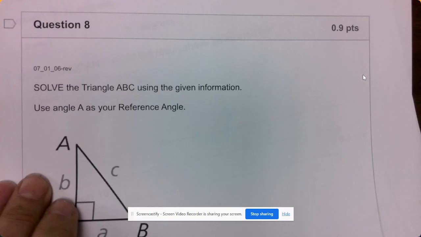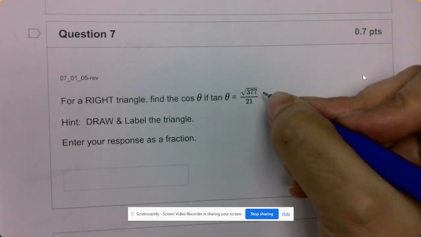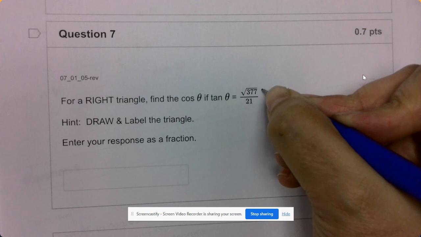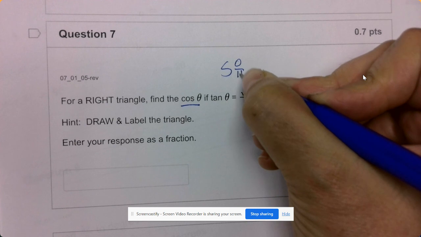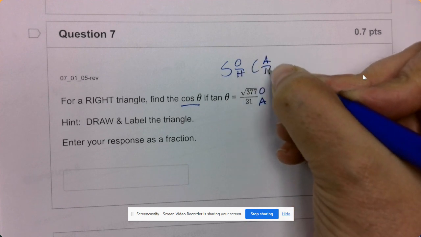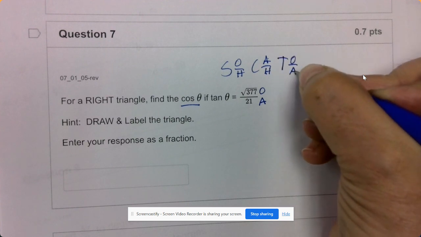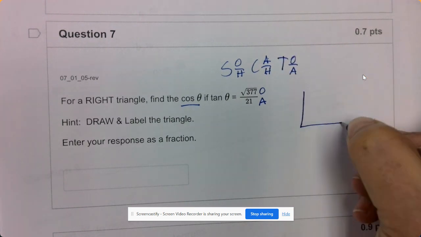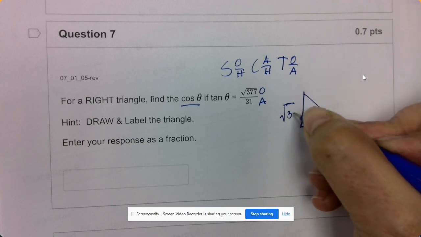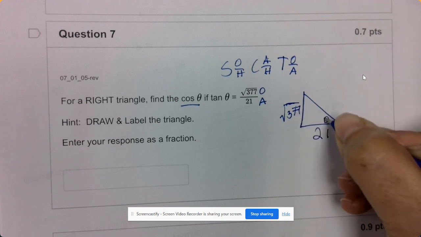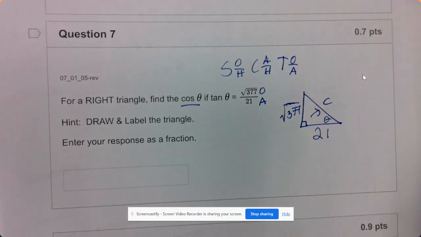Okay, for the right triangle, find cosine if tangent is, remember tangent is TOA, so I immediately look it up and I go, oh yeah. And we want to find cosine. So TOA. So cosine is adjacent over hypotenuse. So that means for the triangle, we have that side, the opposite side. This would be our angle. And we need to find hypotenuse. We need to find C, so I'm going to use Pythagorean theorem.